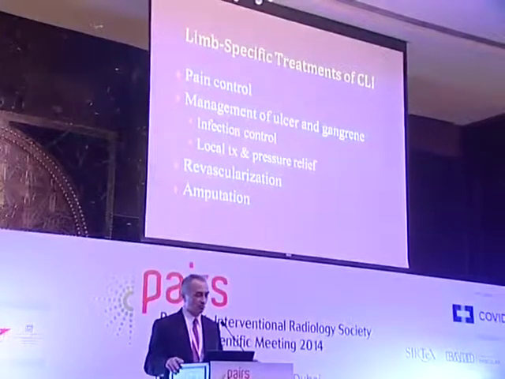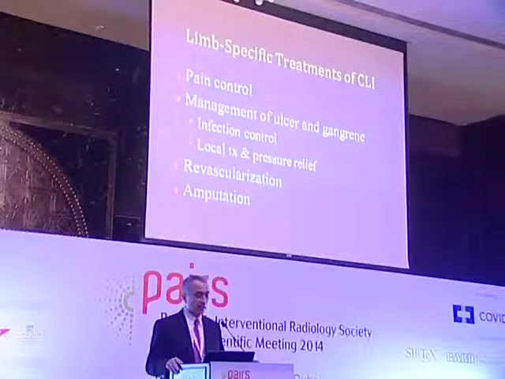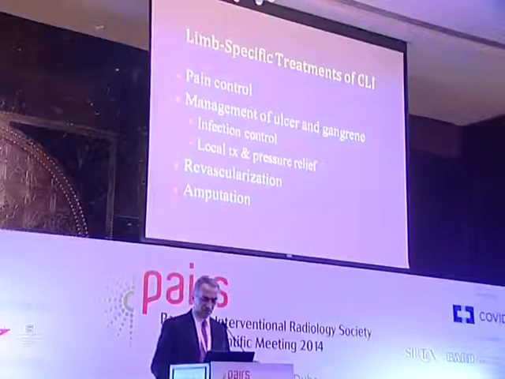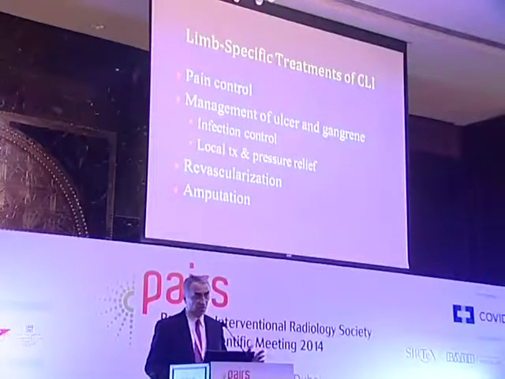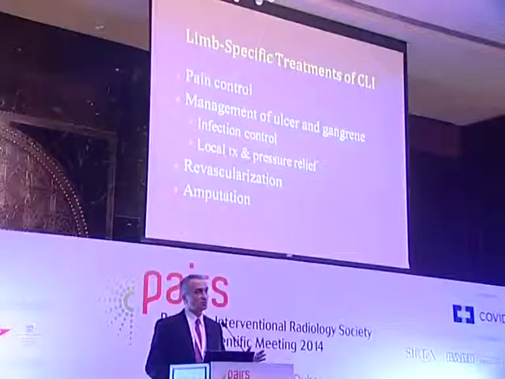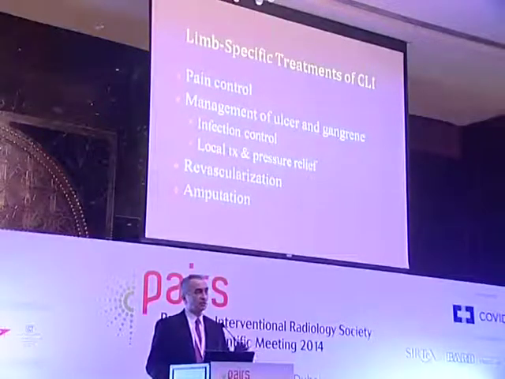So obviously, in terms of treatment of patients with critical limb ischemia, the objectives of treatment for the limb are pain control, management of ulcer and gangrene, infection control, and those obviously have protocols for them, revascularization when needed, and amputation. Actually, a lot of people try to say avoid amputation. Amputation is actually a viable option for a lot of patients with critical limb ischemia, especially those who are not ambulatory and those who have severe other comorbid conditions. The idea of avoiding amputation is appropriate only in appropriate patients.